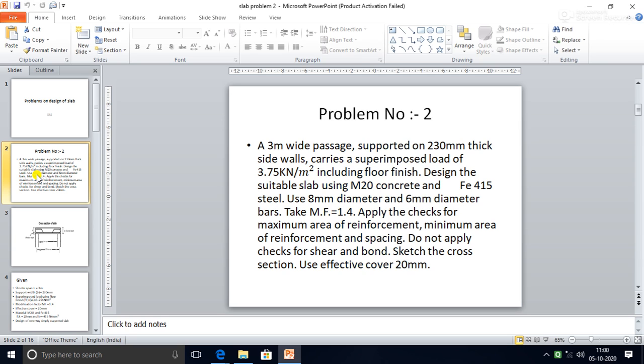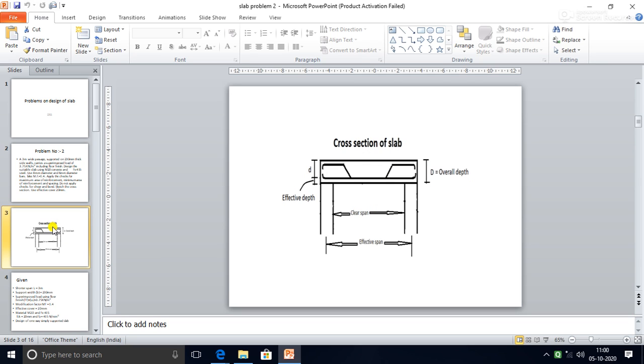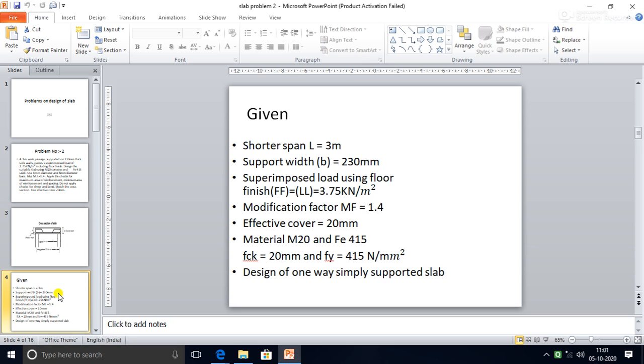So we'll start with the problem. Again, here is the cross section of the slab. See the effective depth, effective cover, overall depth, clear span, effective span. These are the important notations, and accordingly we are going to design all the things. Then next, in that problem, the following is the given data.